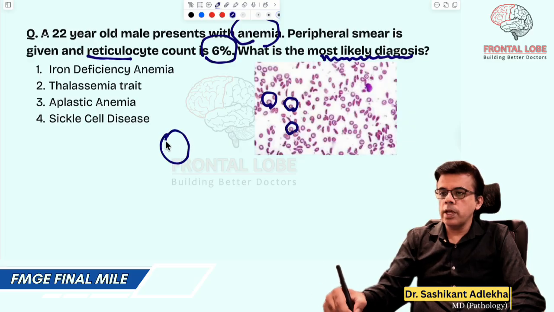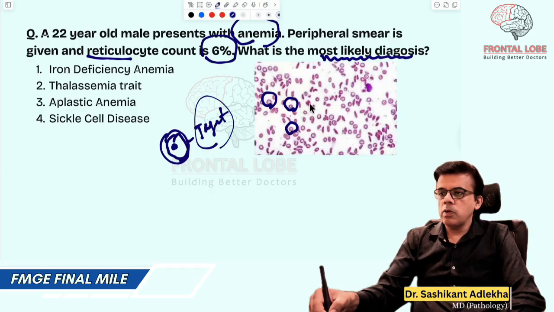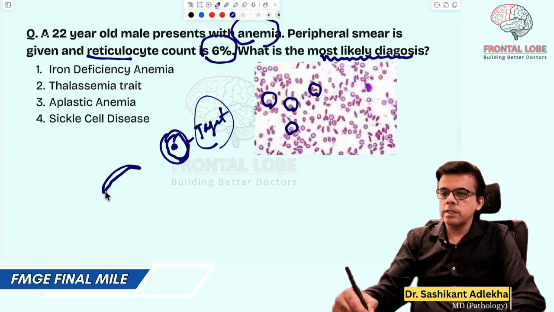How does the target cell look like? Hemoglobinization in the center, then a rim of pallor, and at the periphery also there is some kind of hemoglobinization. So dual hemoglobinization and a rim of pallor. So this is a target cell. These are seen over here. Apart from that, you are also seeing some kind of sickle cell. So how does the sickle cell look like? Crescent shaped.